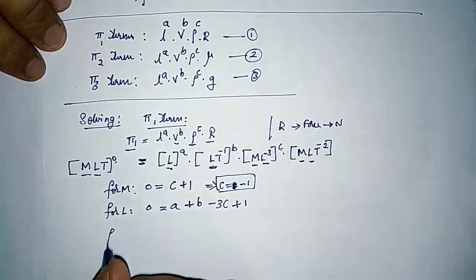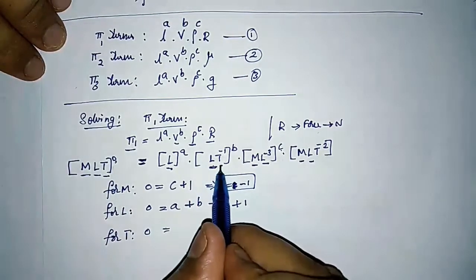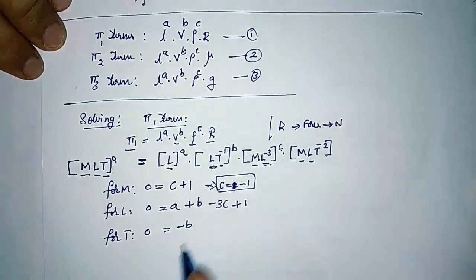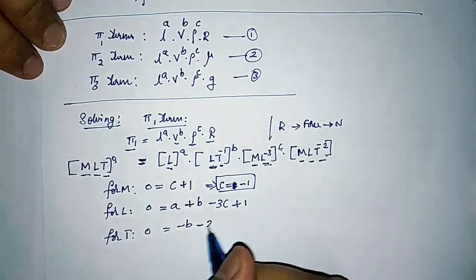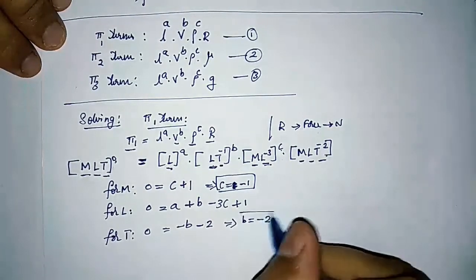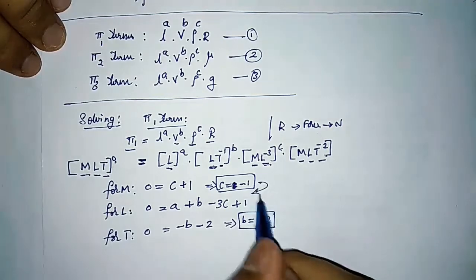Next, for T. On the left side, it is 0. That is equal to minus 1 into b, that is minus b. And last is minus 2. So from the third equation you can write b is equal to minus 2. Now you substitute the c and b values in the second equation, L.